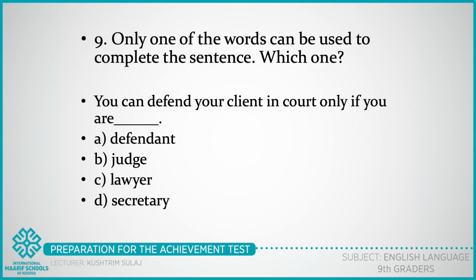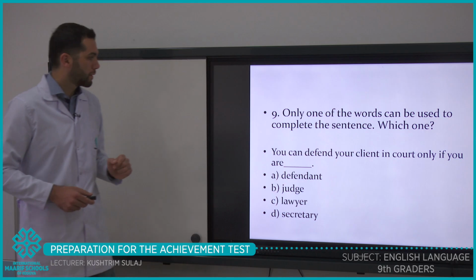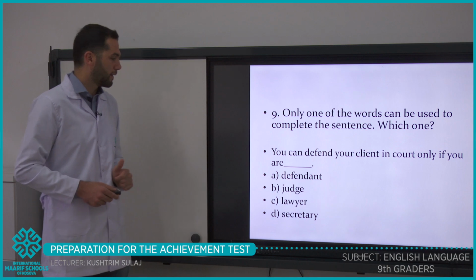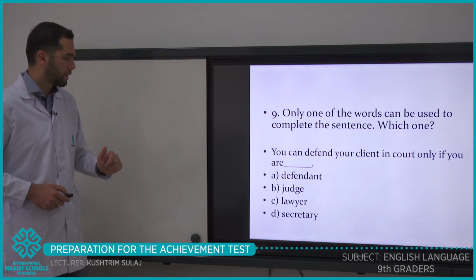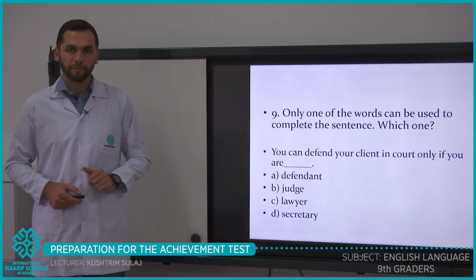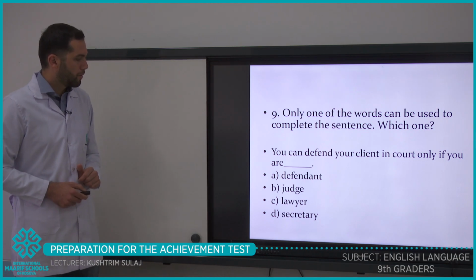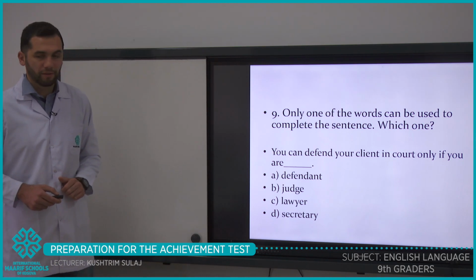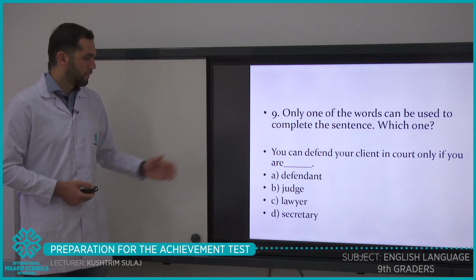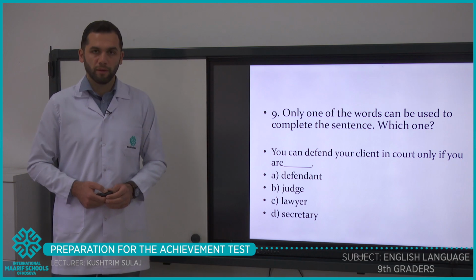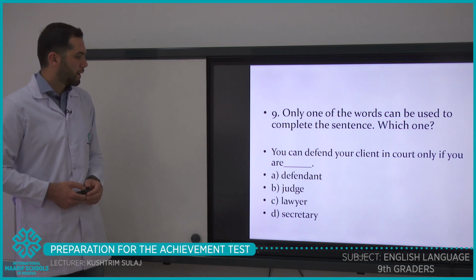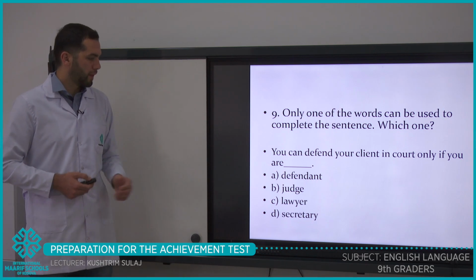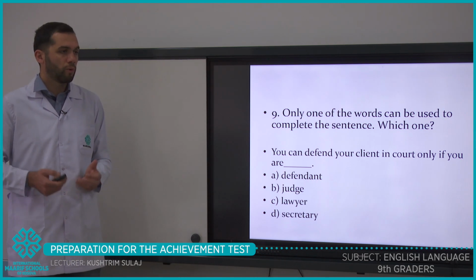Only one of the words can be used to complete the sentence. Which one? You can defend your client in court only if you are A, defendant, B, judge, C, lawyer, and D, secretary. So, what's the defendant's job? Actually, it's not specified. It can defend something, but the defender can be in a football match. In a football match, you see a defender, an offensive, a defensive. That's the root of the word, but we don't know what.